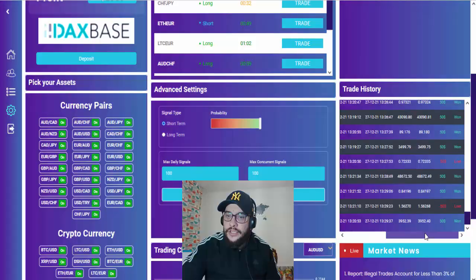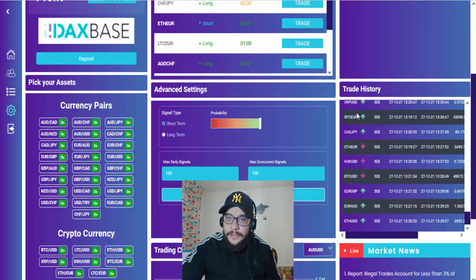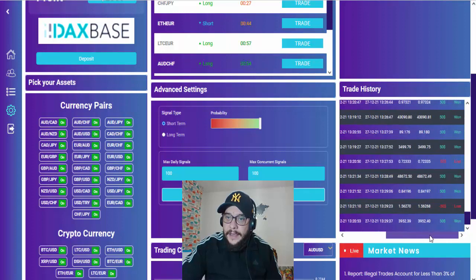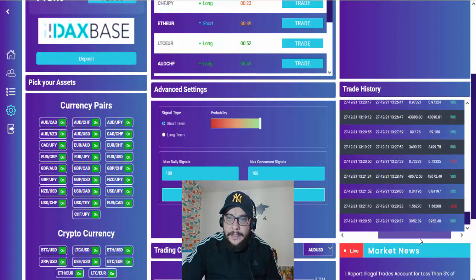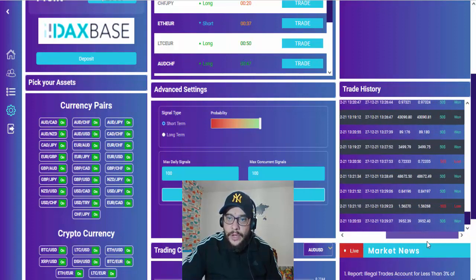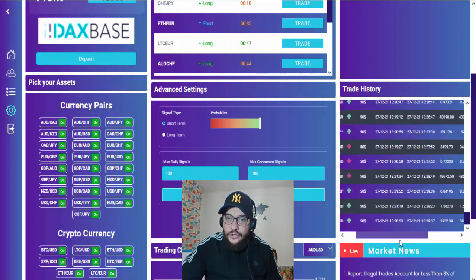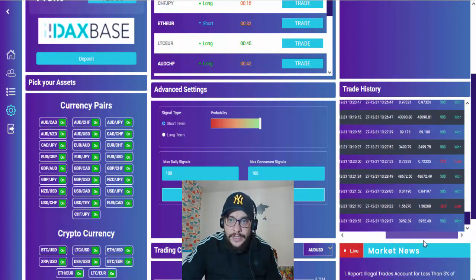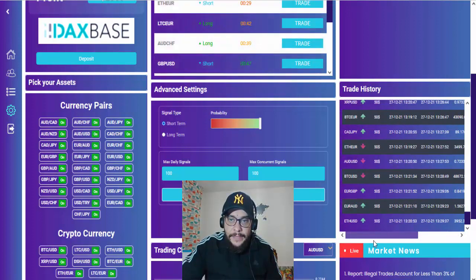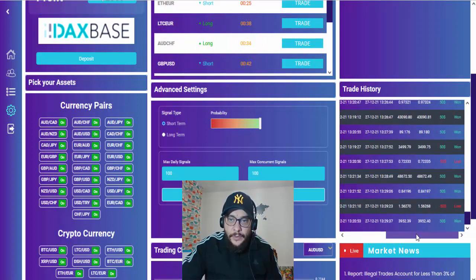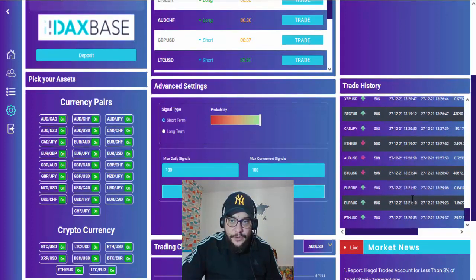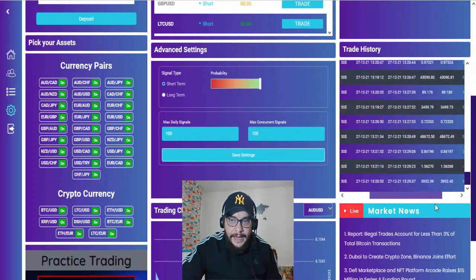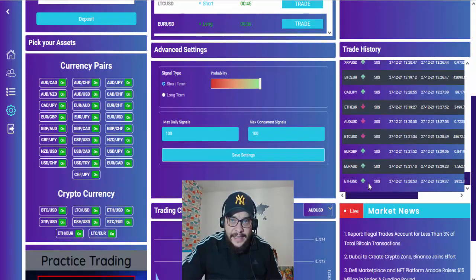And let's have a look at each trade in part. We have this XRP USD. It was a winning trade. Bitcoin Euro, winning trade. Canadian dollar Japanese yen, a buy, winning trade. Ethereum Euro, a buy, sorry, a sell, winning trade. Australian dollar US dollar, a sell, losing trade. Bitcoin USD, a sell, winning trade. Euro GBP, winning trade. Euro AUD, a buy, losing trade. And Ethereum USD, it was a buy and also a winning trade.